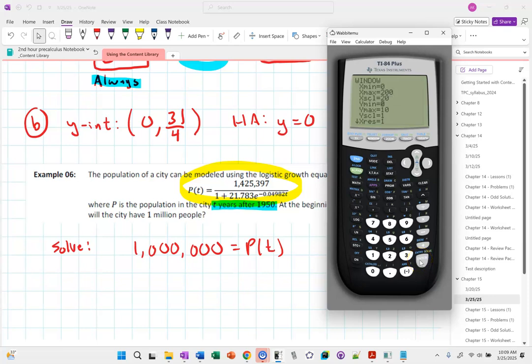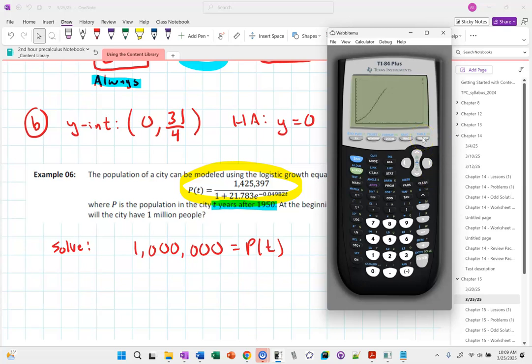Now the y-min will be 0, and the y-max will be the other horizontal asymptote, which is 1,425,000, but I'm not going to type in all those numbers. I'm just going to call it like 1.5 million. Is that? Yeah, that's the right number of zeros. Okay, and I'll hit graph.